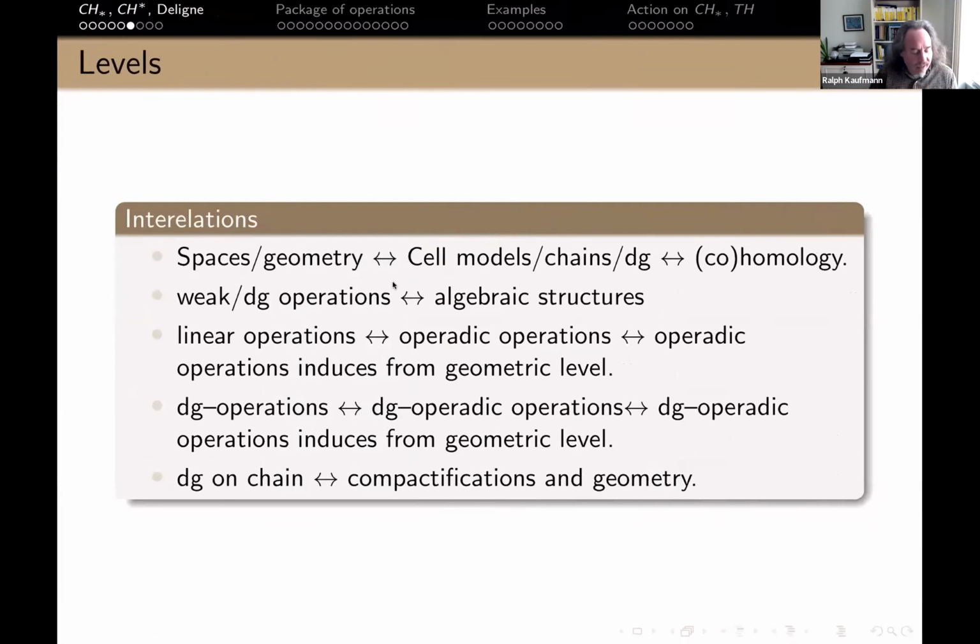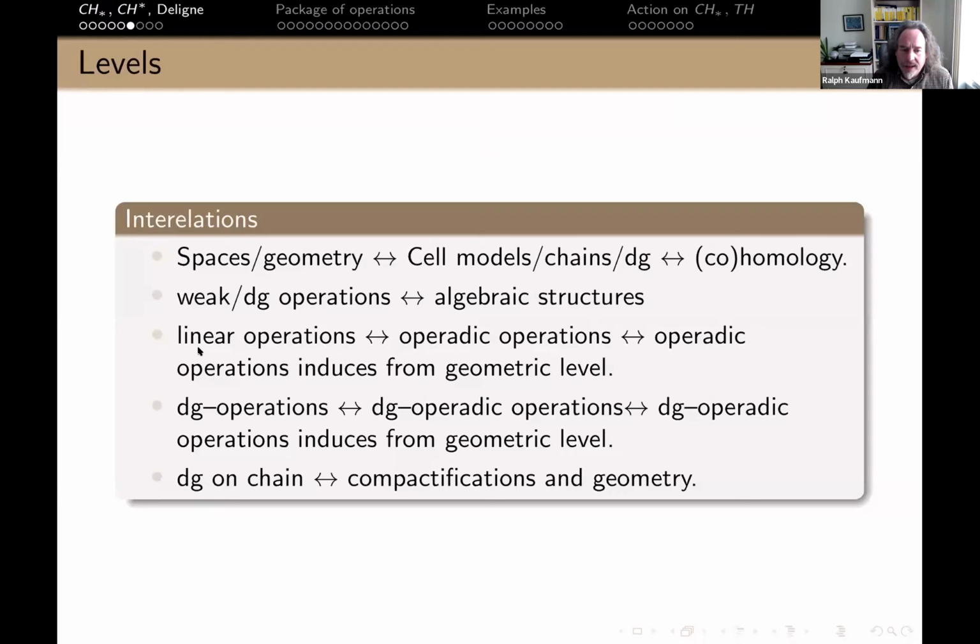There have been solutions around for about 20 years, so why is this interesting? There are several levels where there are interactions. The one I already told you about is you have spaces in geometry, then you have the chain level and the cohomology level, and they all talk to each other. Then if you have algebraic structures on the cohomology, you have weak algebraic structures, DG structures, on the chain level, so that's exactly these things up to homotopy. Here the weak structure for commutative is just associative in this sense.